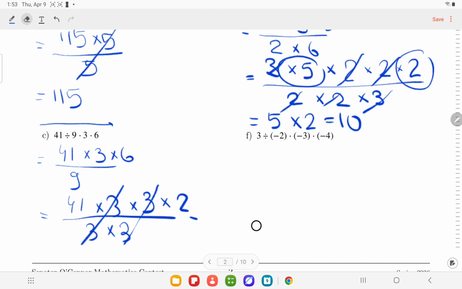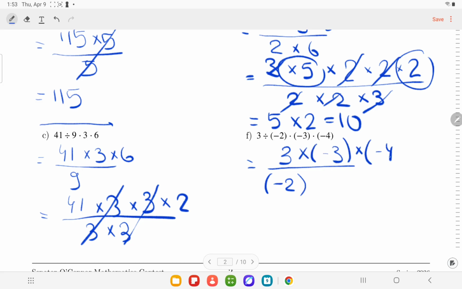For F, it's the same idea. We're going to write this as a fraction, so we have 3 divided by -2 times -3 times -4. Now, solely looking at the negatives, we can see that there are 2 negatives in the numerator and 1 in the denominator. So these negatives will cancel out, and we're left with only a negative in the numerator, which means that this whole answer will be negative.